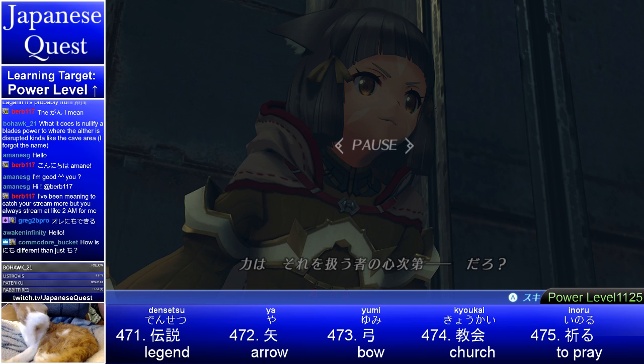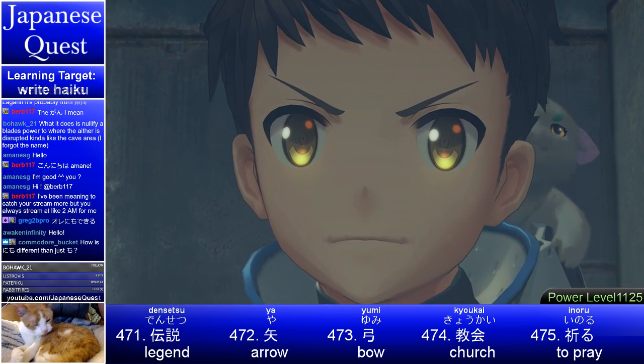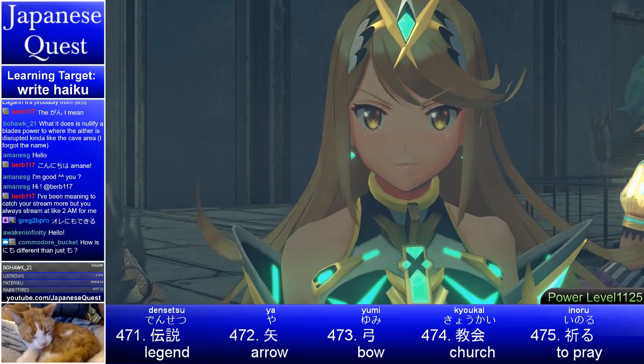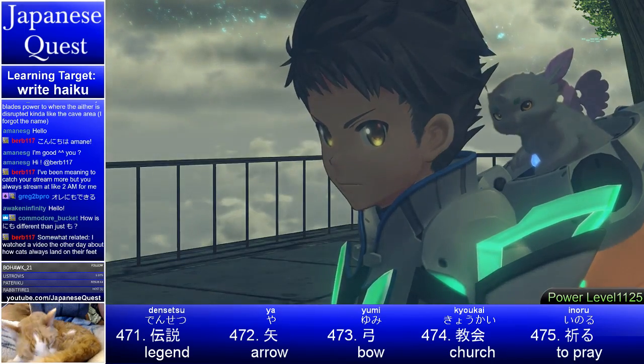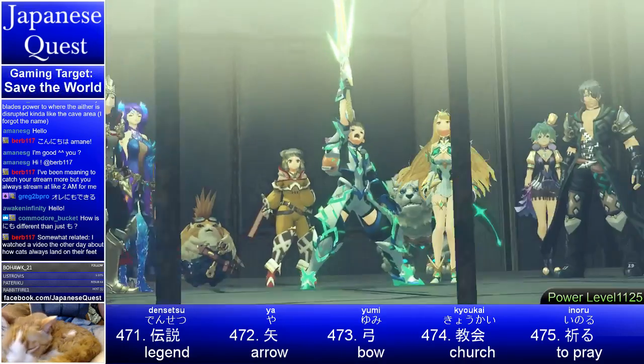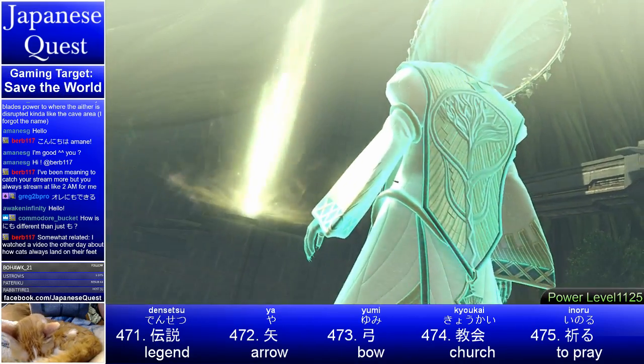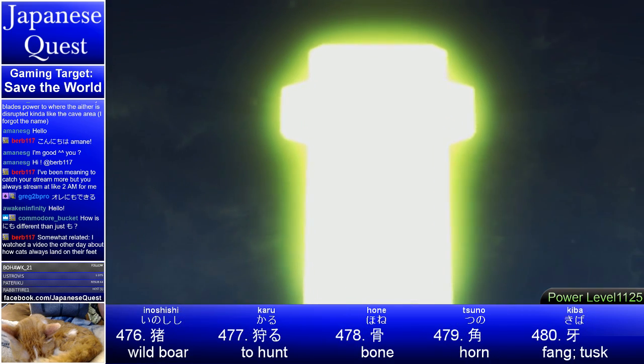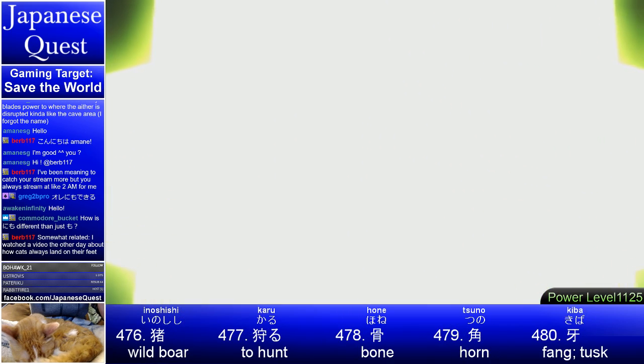Tsukamono no kokoro shidai. Yeah, it depends on your heart, whoever's using the power. So he can do it too. Oh, really? Interesting.